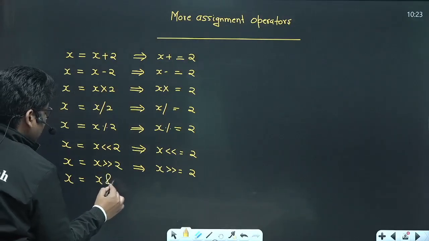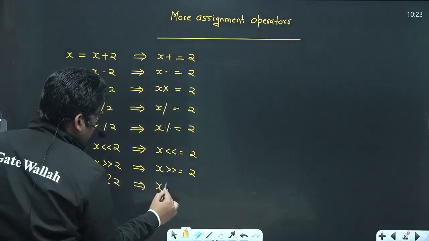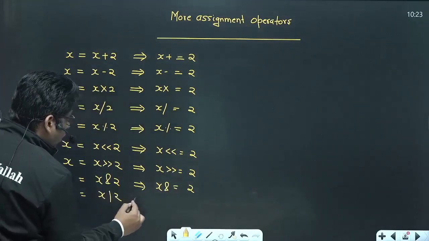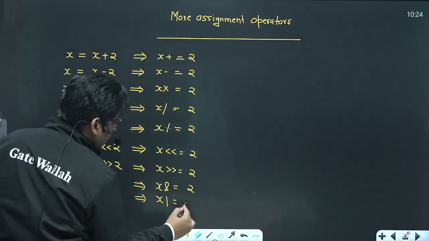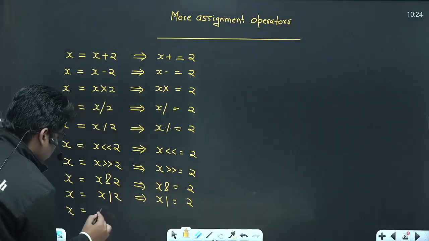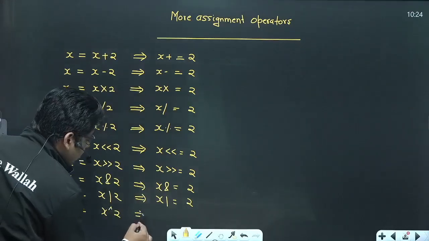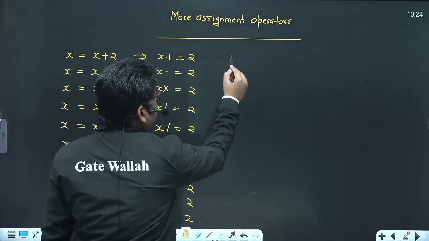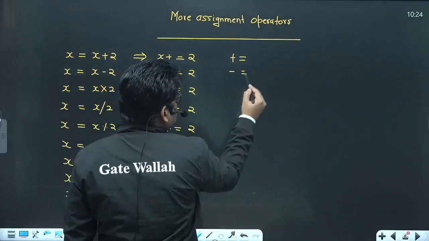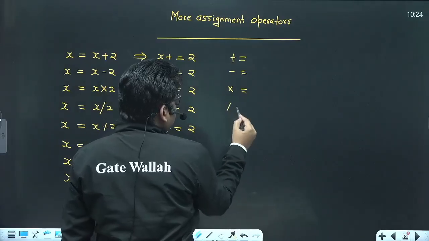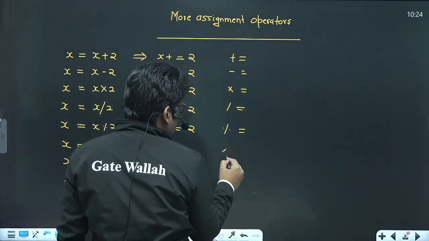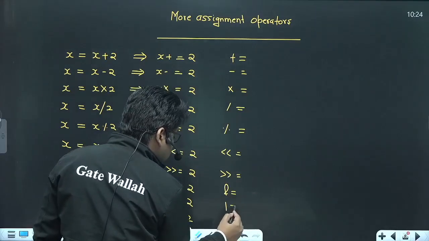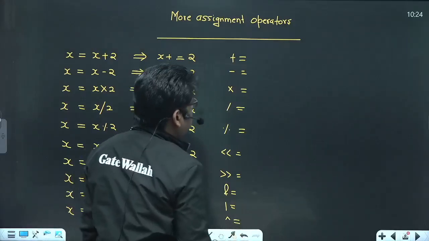Similarly, for bitwise AND, we can rewrite like this. Similarly, for bitwise OR, we can rewrite it like this. And similarly, for bitwise XOR, we can write it like this. So these are the new operators. That means the new operators are plus is equal to, minus is equal to, multiply is equal to, divide is equal to, modulus is equal to, left shift is equal to, right shift is equal to, bitwise AND is equal to, bitwise OR is equal to, and bitwise XOR is equal to.